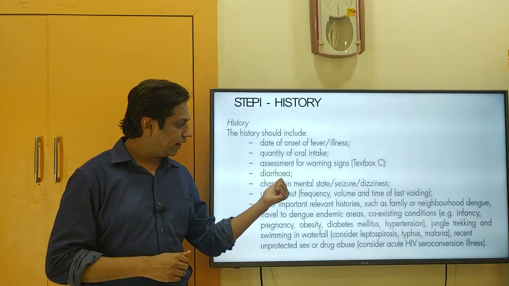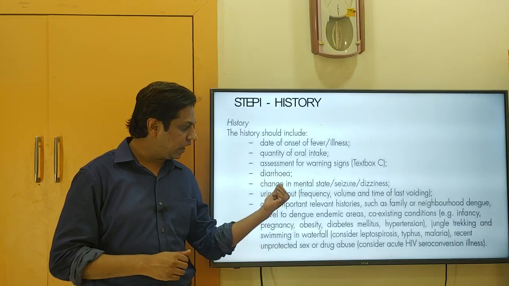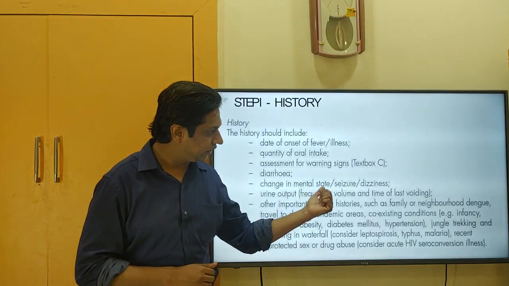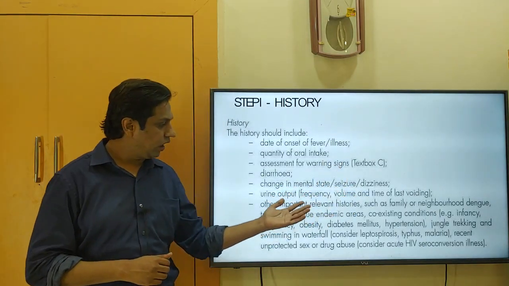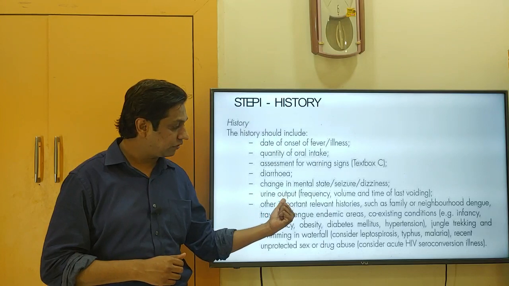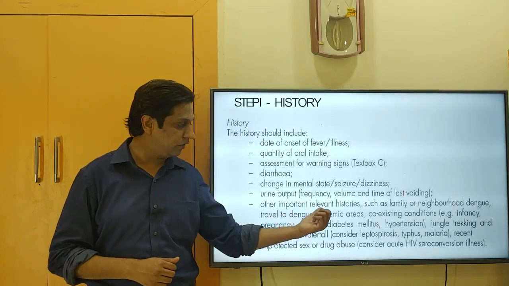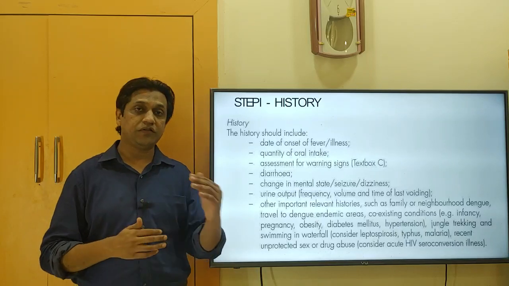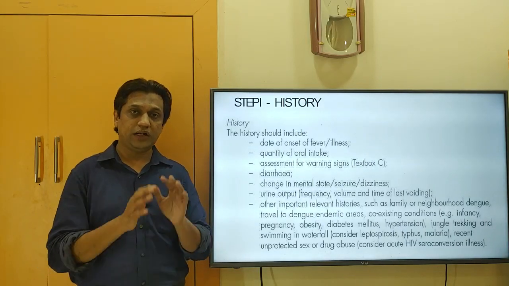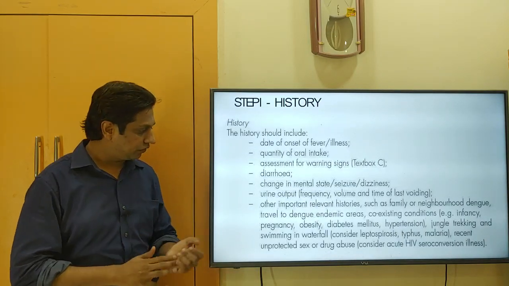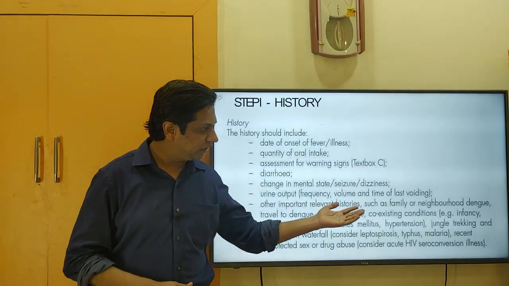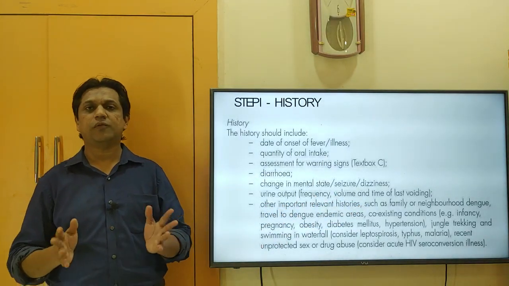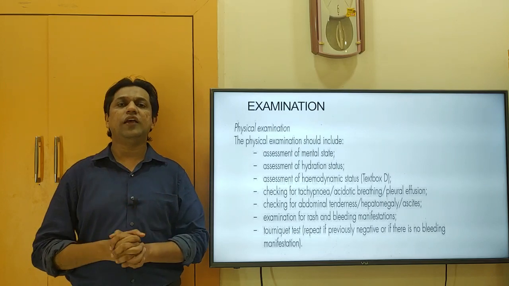Then, is the patient suffering from diarrhea, or is there any change of mental state like seizure or dizziness? Most importantly, we should ask about the urine output, that is the frequency, volume and time of the last voiding. If the patient is not voiding frequently, at least they should void once in 6 hours. Then other relevant history like family and neighborhood history we are supposed to ask. Okay, this is about the history.